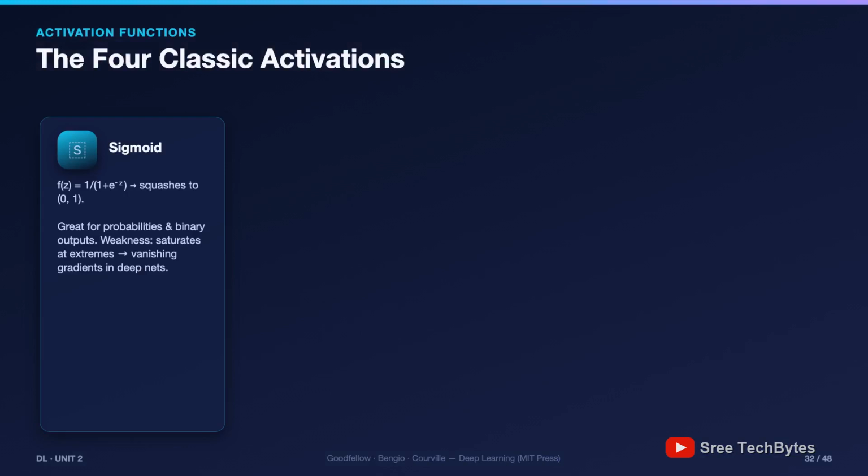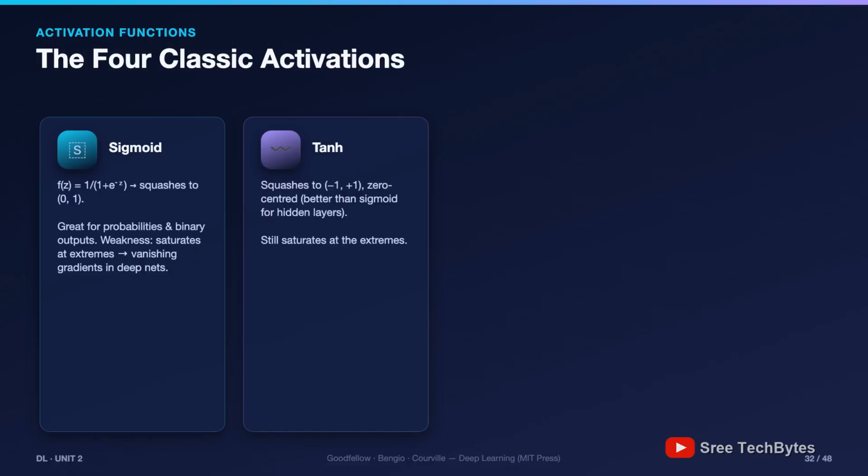Sigmoid squashes anything into the range 0 to 1. Perfect for probabilities and binary outputs. Its weakness: it saturates. At the extremes it goes flat. Gradients vanish. Deep networks starve. Unit 1's vanishing gradient story at its source.